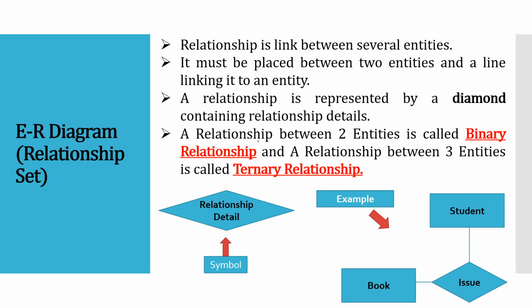A relationship between two entities is known as a binary relationship, and a relationship between three entities is known as a ternary relationship. So if you have one diamond for three different entity sets, then we call it ternary. If you have a diamond for two entity sets, then we call it a binary relationship set. So this is what relationship means, right? The diamond shape, this one. And this is what the example is.